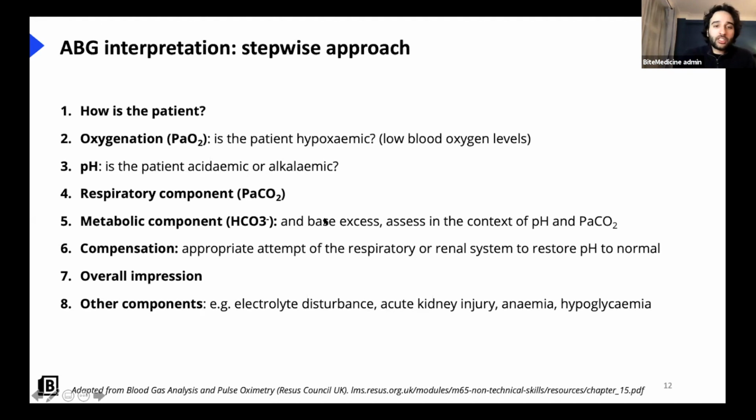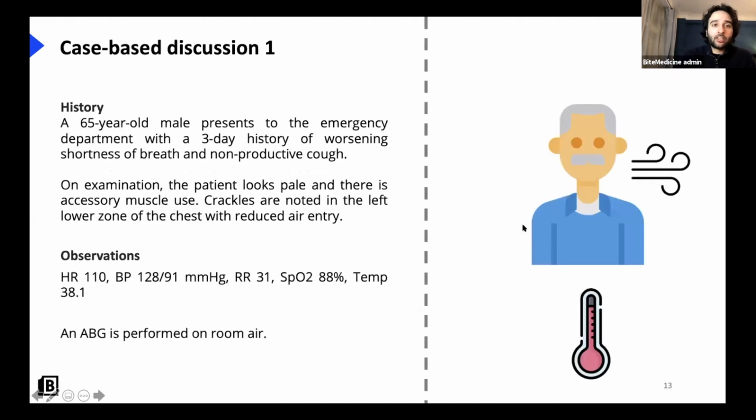So let's work through this with our chap that I'm about to tell you about. So we have our case, case-based discussion number 1. As I said, remember, you're working in the A&E, the emergency department, and you have this guy who's rocked up. Here he is with his very funky and edgy moustache. 65-year-old guy who's presented to the emergency department with a 3-day history of worsening shortness of breath and non-productive cough.